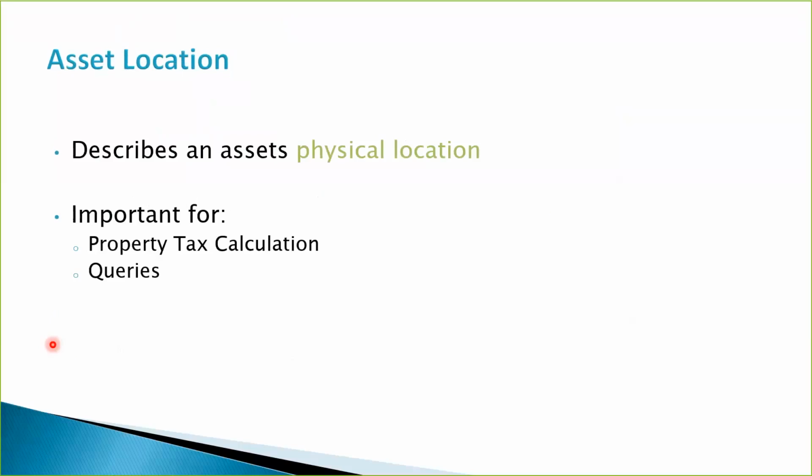So asset location is pretty straightforward, and the implication of this information is that it is important for property tax calculation. So when you're paying property taxes, it's based on your location, all right? And as we're going to see, for this reason, for your locations, you have to specify a state for purposes of calculating the property tax. But other than that, it is also used for queries, and that information can also appear on reports.